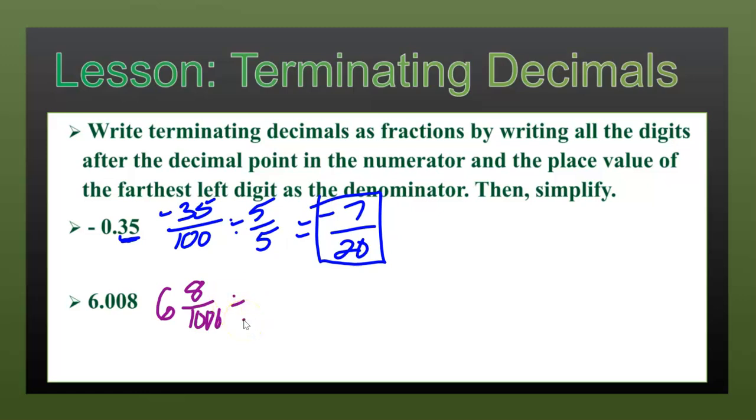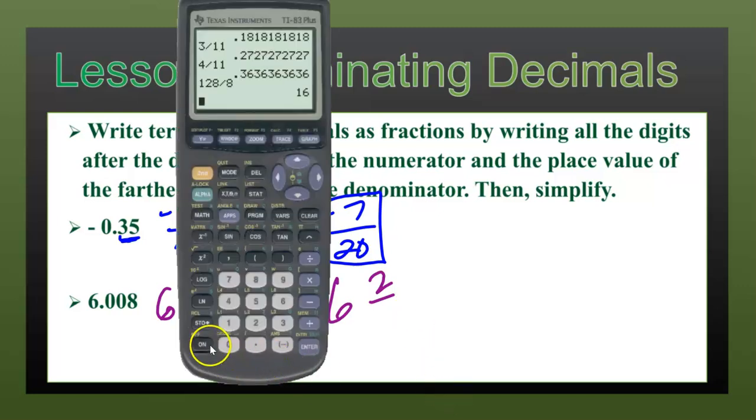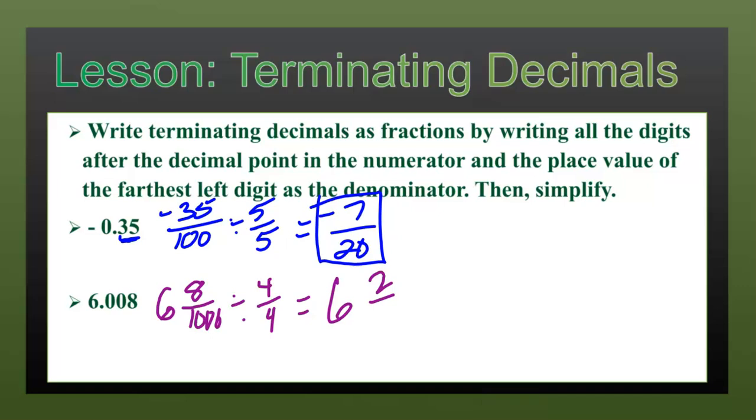So I'm going to divide this by, let's divide this by 4. And this is going to give us 6 and 2, and then 1,000 divided by 4. So let's just get our calculators just to verify. 1,000 divided by 4 gives us 250. So here we got 250 here. And we can reduce this by dividing this by 2. So our answer would be 6 and 1 over 125.